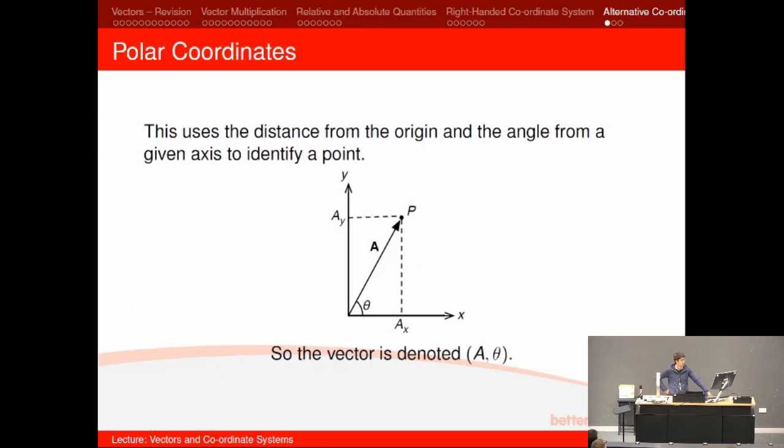So here's just an example of the polar coordinates, where you usually have the vector A, which can be broken down into its two components, the x and the y component. You can also write it down as just the magnitude and the direction theta from the x-axis. So that's another way, that's the polar coordinate system.